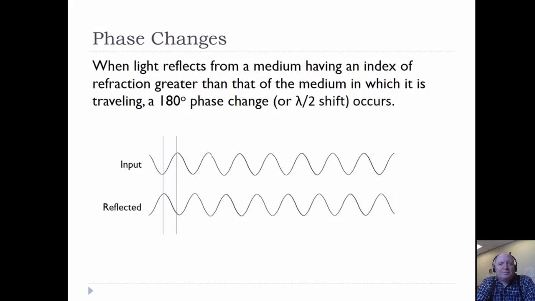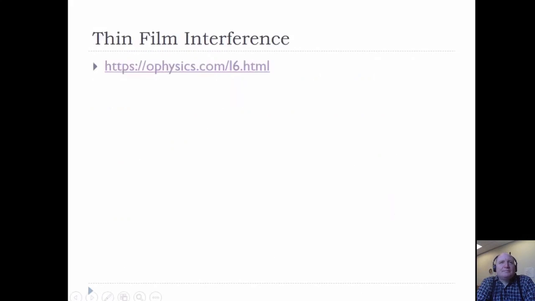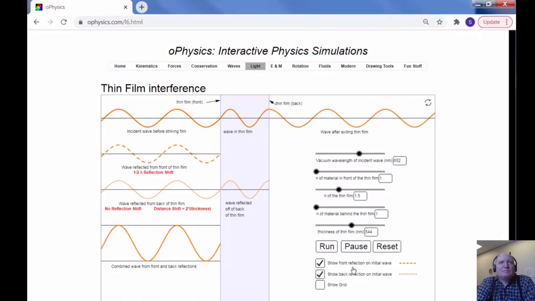So what I have is a simulation. You can access it at that website. That simulation looks like this.